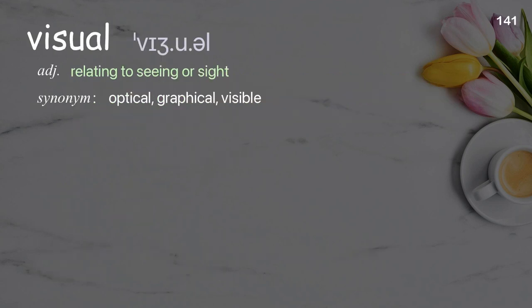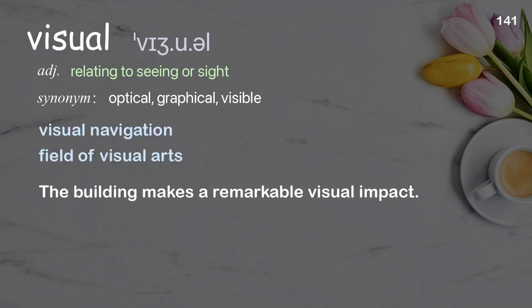Visual. Relating to seeing or sight. Examples: Visual navigation, field of visual arts. The building makes a remarkable visual impact.